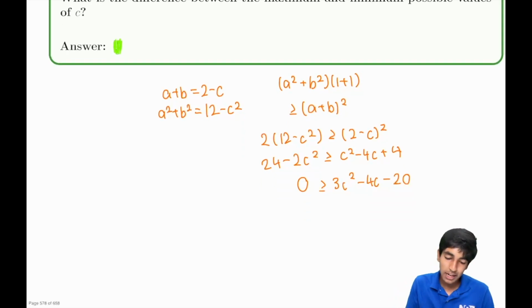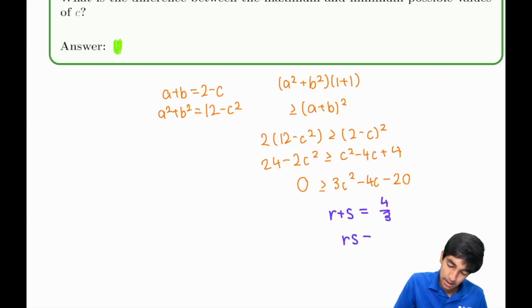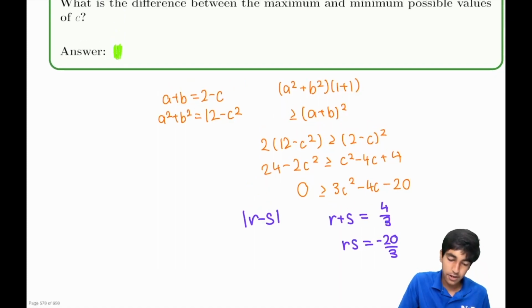And you can actually do some clever Vieta stuff as well. Why not? You can solve the quadratic the boring way. But I'm pretty sure this is factorable. Yeah, it's factorable, but let's practice using Vieta's. So r plus s is 4/3. rs is negative 20/3. So we're trying to find r minus s, whatever the magnitude of this is, absolute value.